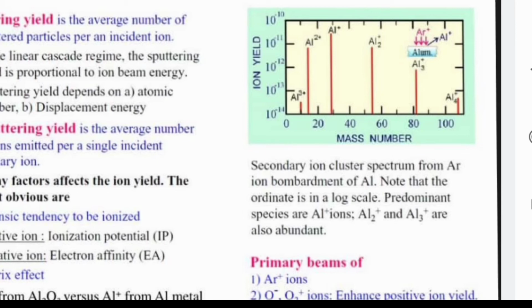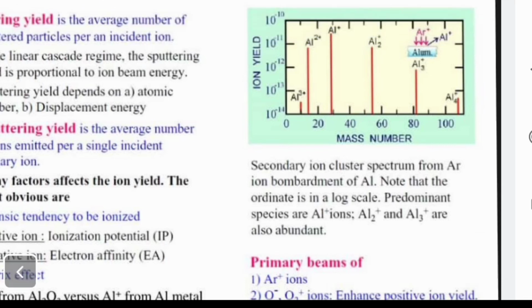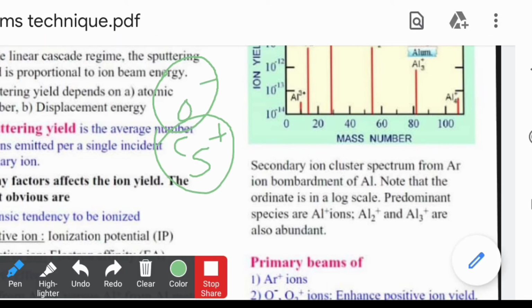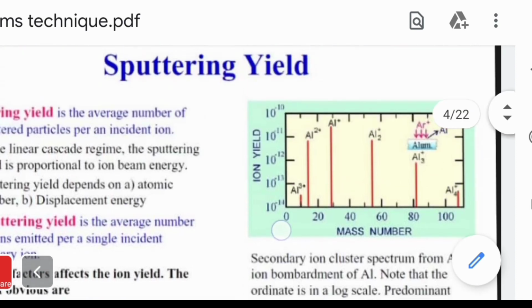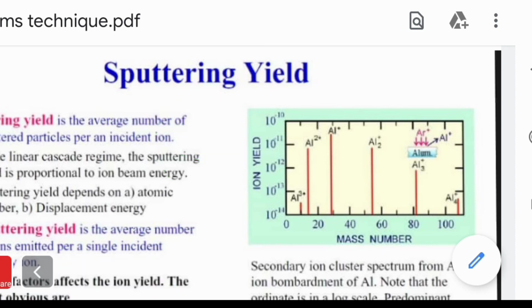With the average energy of the primary beam, we get more aluminum in the positive state. Here aluminum plus has the maximum ion yield. There might be some other temporarily existing species like aluminum 2 plus and aluminum 3 plus, but these are short-lived species.